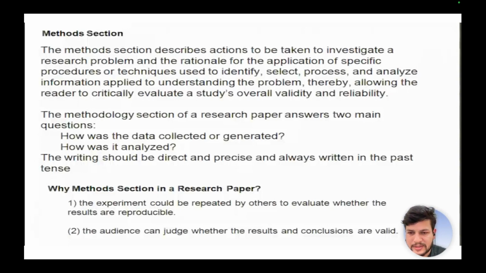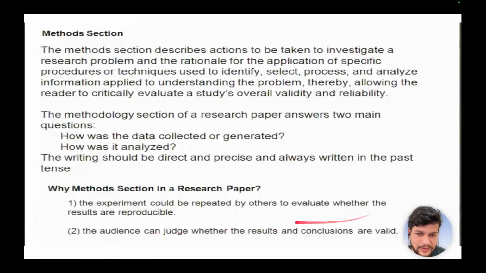So why is this method section important? You have to write in such a way that the experiment could be repeated by others to evaluate whether the results are reproducible. Maybe the reviewer or some other readers who read your paper should be able to reproduce your results. So you have to write all the details of whatever you have done in the method section.